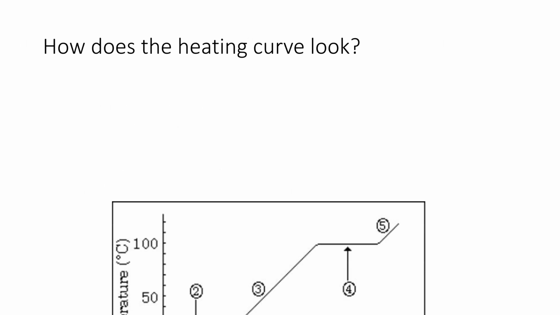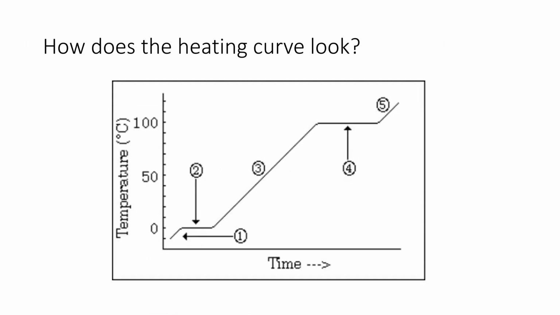So how does a heating curve look? This is a heating curve. So let's look over the components. So this is water, obviously, because you have 0 degrees Celsius as the melting point. So first thing, we have a solid. The diagonal lines represent single states. So this is a solid.